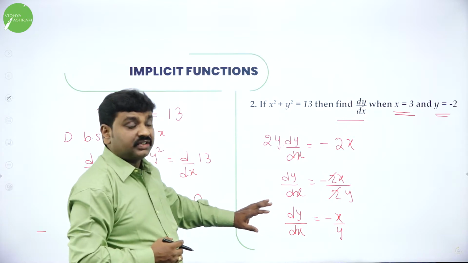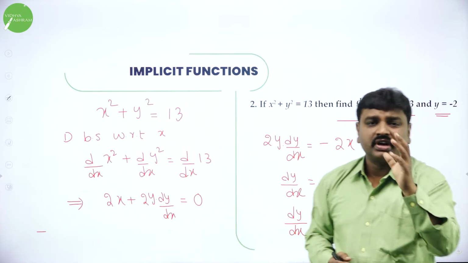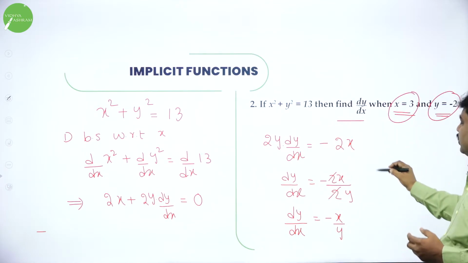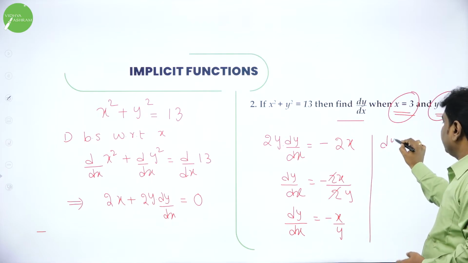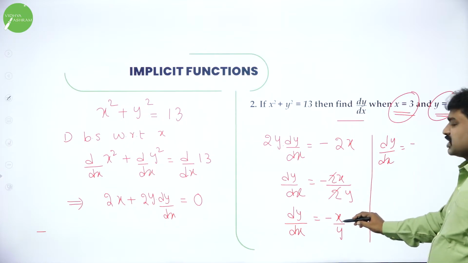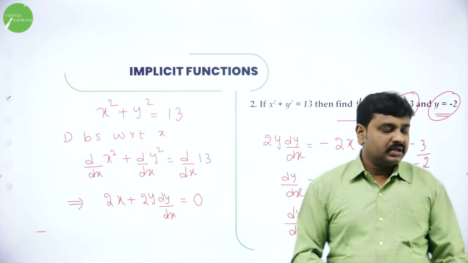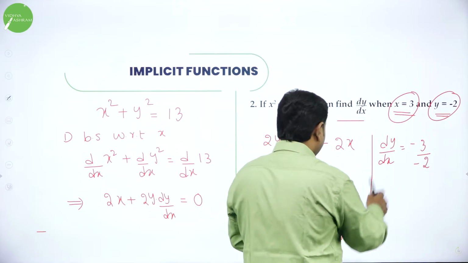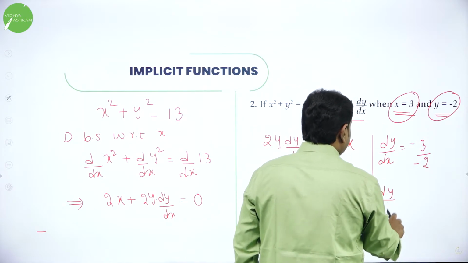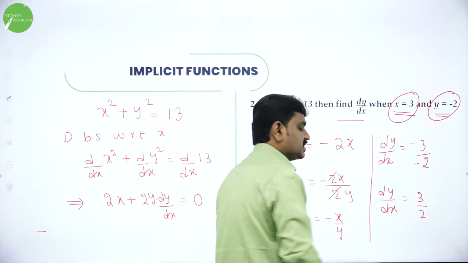Now they don't want just dy by dx, they want dy by dx when x is 3 and y is minus 2. Simple. After you find dy by dx, in the place of x we'll put 3 and y minus 2. They have given, we'll substitute it. So now dy by dx is equal to minus x, in the place of x put the value of x 3, divided by y, in the place of y put minus 2. Minus x by y, so here minus is there, I put minus, in the place of x put 3, y value they give minus 2, so dy by dx, you know, minus by minus becomes plus, so the final answer is 3 by 2 positive, minus minus cancels.